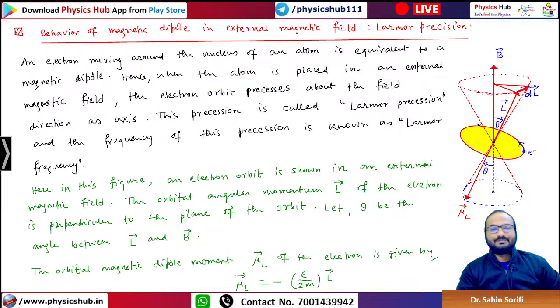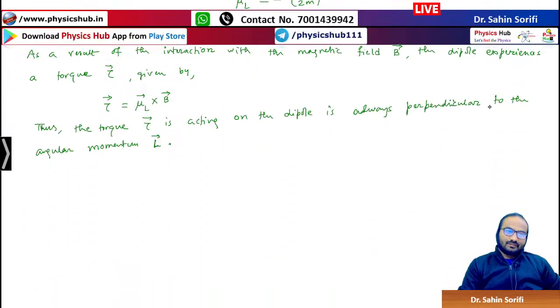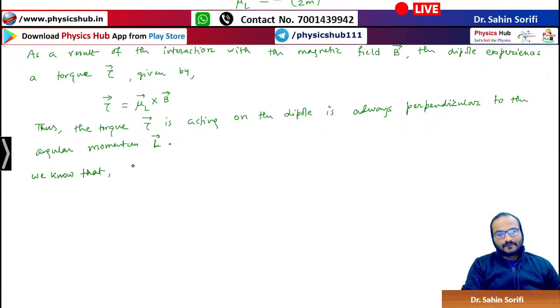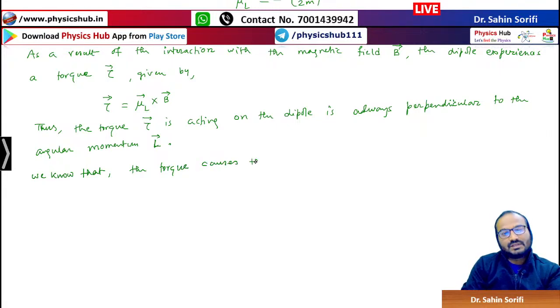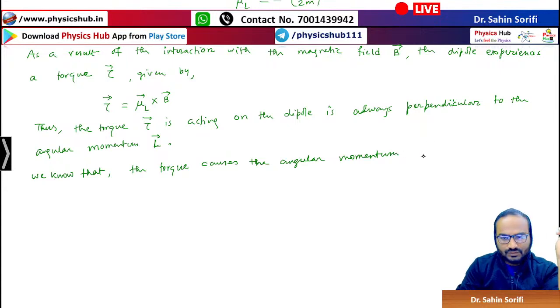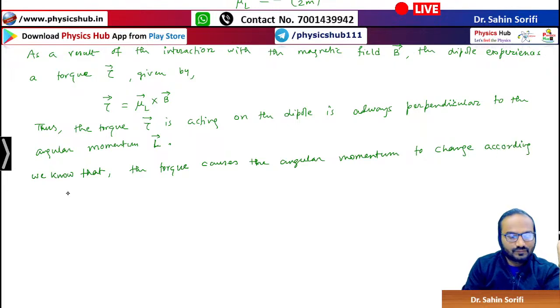Try to understand what we are doing. What does the torque do? We know that the torque causes the angular momentum to change. According to torque, tau is equal to the rate of change of angular momentum, so dL by dt.